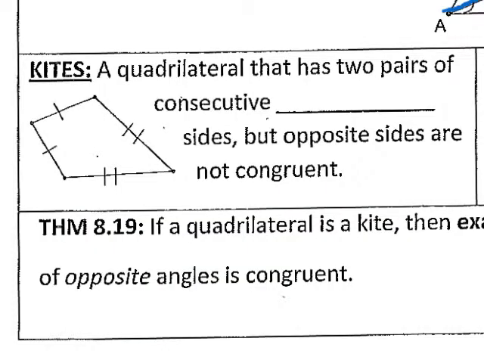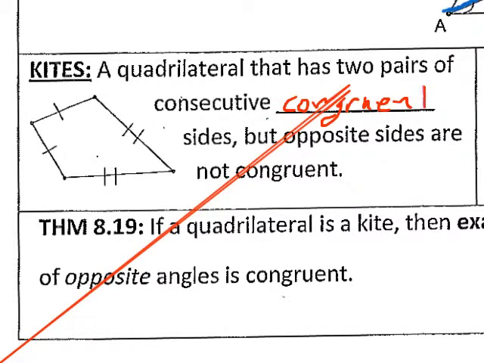Okay, a kite is kind of a cool polygon, quadrilateral, and it is defined as this: a quadrilateral that has two pairs of consecutive congruent sides. Okay, so we've got to have consecutive congruent sides. That's incredibly important, but opposite side lengths are not congruent. Okay, so consecutive means right next to each other.